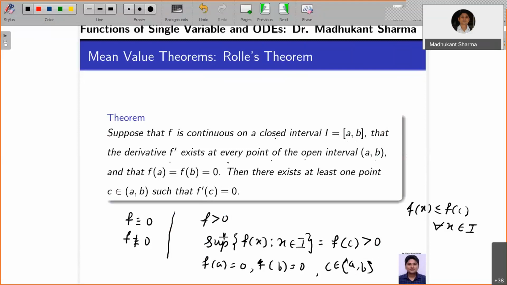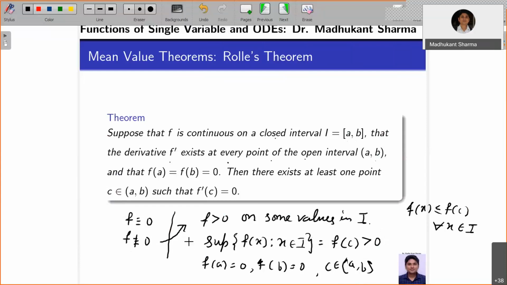So the very first thing is, if f is identically 0, there is nothing to prove. If f is not identically 0, then you can surely assume, without loss of generality, that f is greater than 0 for some values, at some points in I.